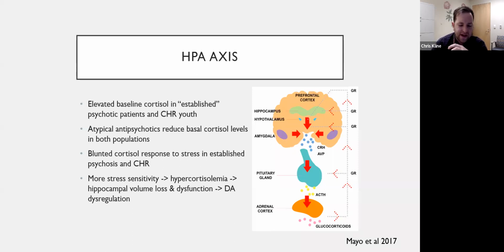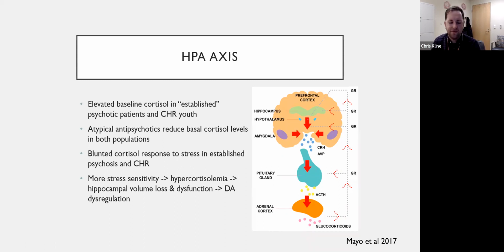In brief, the axis regulates stress responses via the release of certain hormones. So the hypothalamus releases corticotrophin releasing hormone, which triggers release of hormones from the pituitary, and then ultimately cortisol release from the cortex. And this stress cascade is mediated by projections from the hippocampus, the amygdala, and cortex, which are all areas that have been shown to have abnormalities in psychotic disorders.